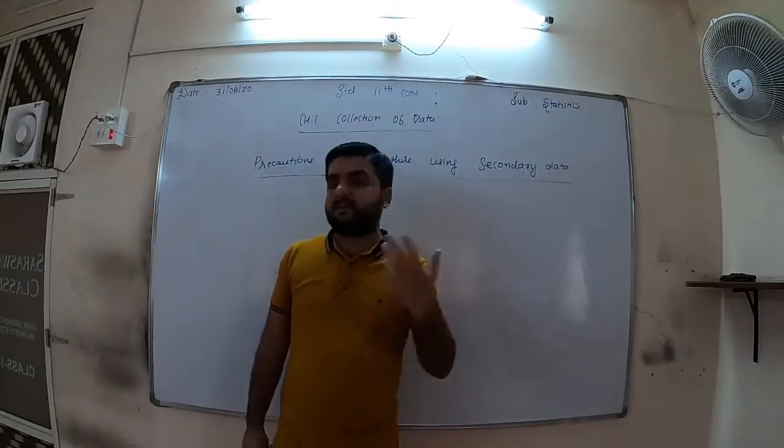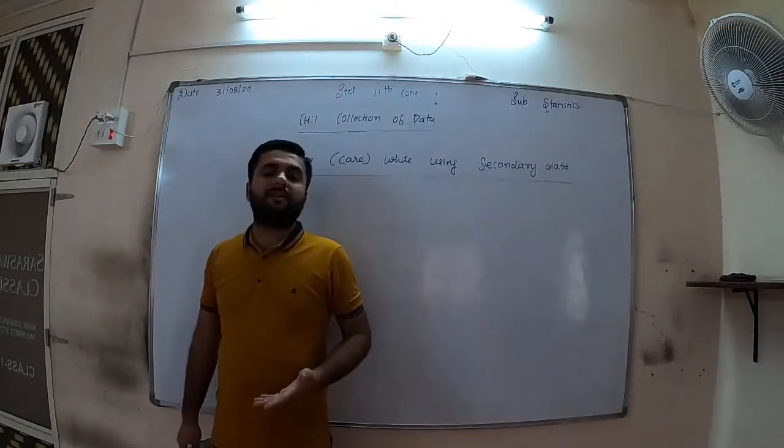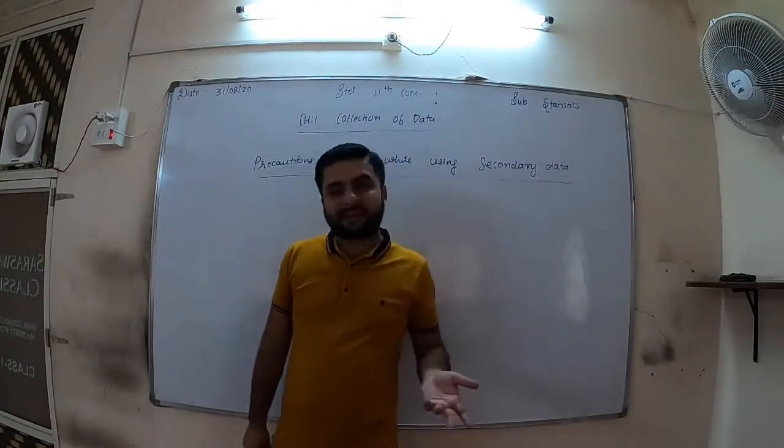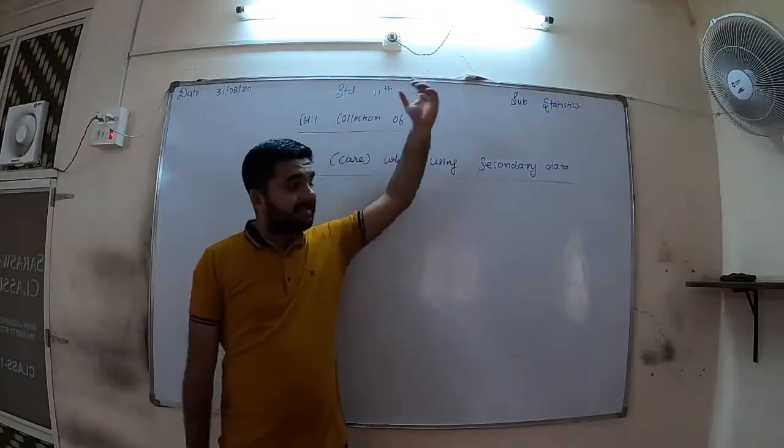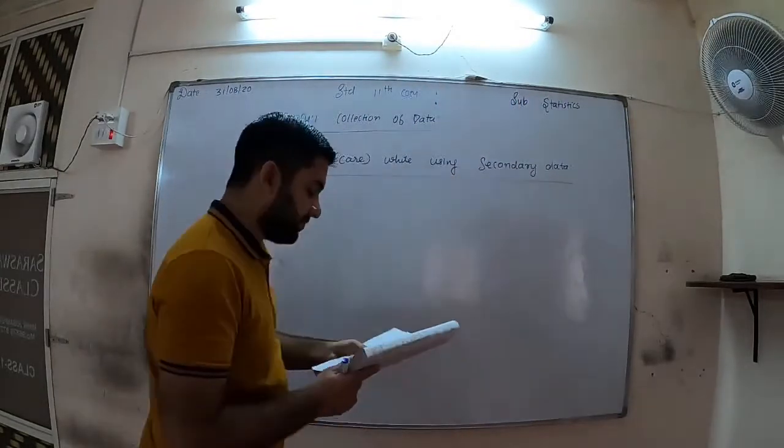Primary data is collected by ourselves, not by others. So it is our own data, so we don't need to take any care. But secondary data is collected by some other people, so we need to take some care for using it. How many points? 6 points.